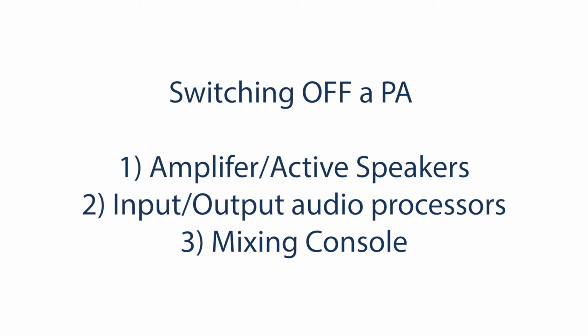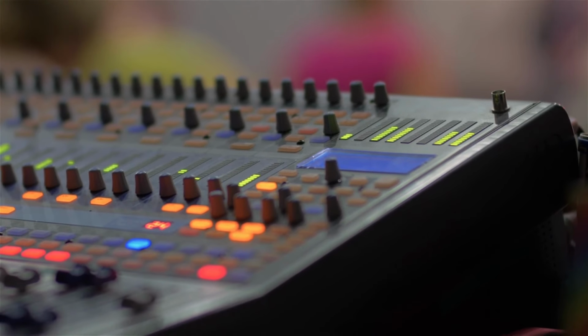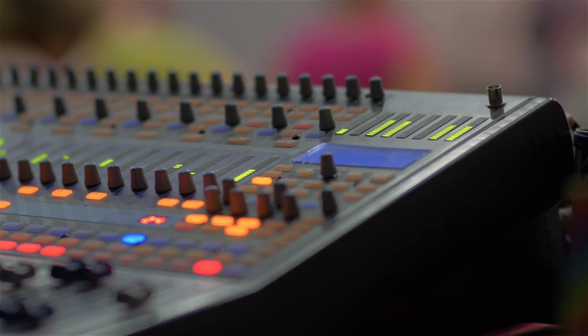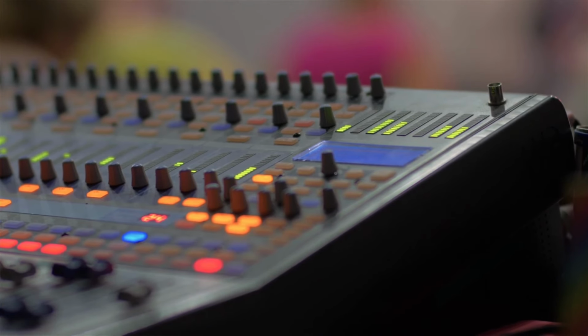When shutting down the system, working in reverse is the safest, so the speakers or the amplifiers get switched off first, then the processing units, then finally the mixer. That is it for how to connect and how to switch on and off a PA system. Let us move on.